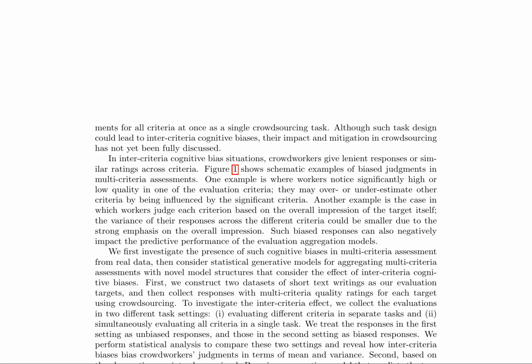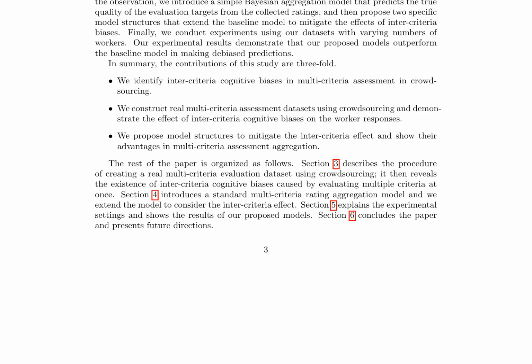The research investigates inter-criteria cognitive biases in multi-criteria assessments within crowdsourcing, focusing on how biases arise when workers evaluate multiple criteria simultaneously. It constructs two datasets, one for separate criteria evaluation and another for simultaneous evaluation, to analyze biased responses. The study proposes Bayesian aggregation models that extend the baseline model to mitigate these biases, demonstrating improved predictive performance in experiments. The contributions of this study are threefold: identifying biases, constructing datasets to demonstrate biases, and proposing models to mitigate these effects.